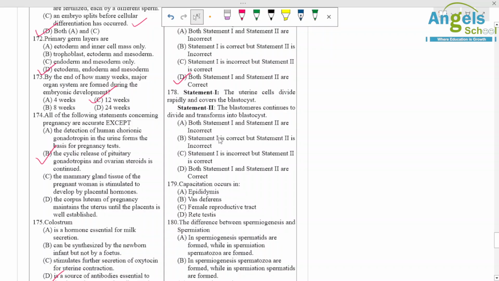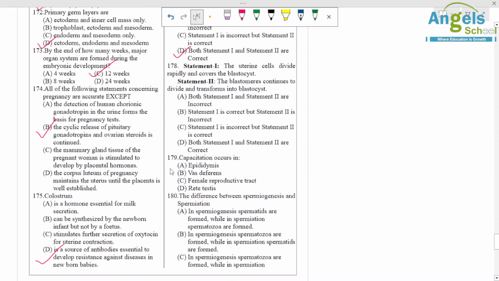178. Statement uterine cells divide rapidly and cover the blastocyst. Correct है. Blastomere continue to divide and transform into a blastocyst. Okay, तो statement 1 is incorrect and statement 2 is correct. तो option C right है इसमें.